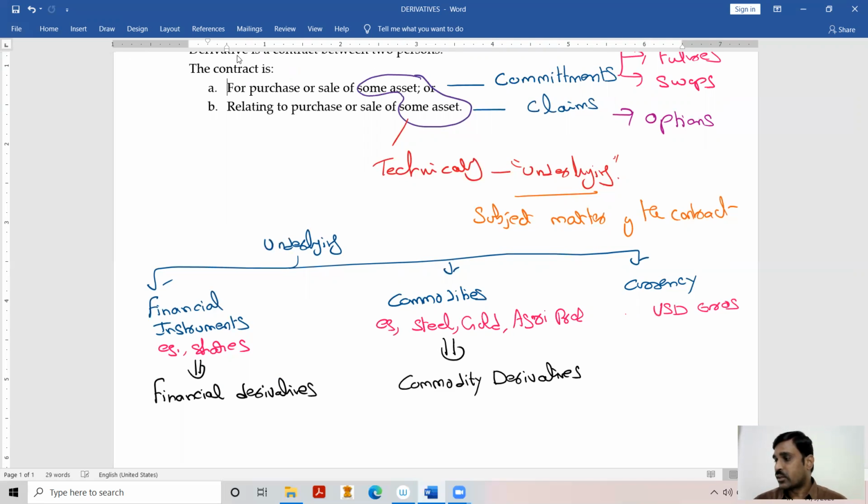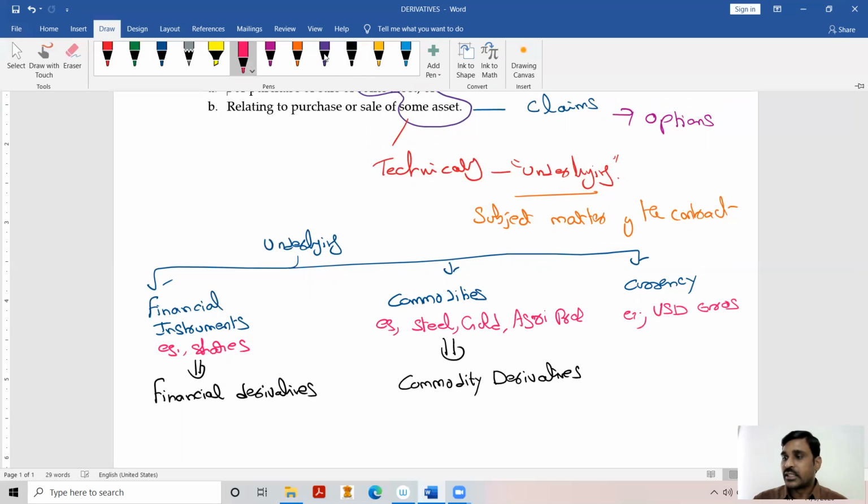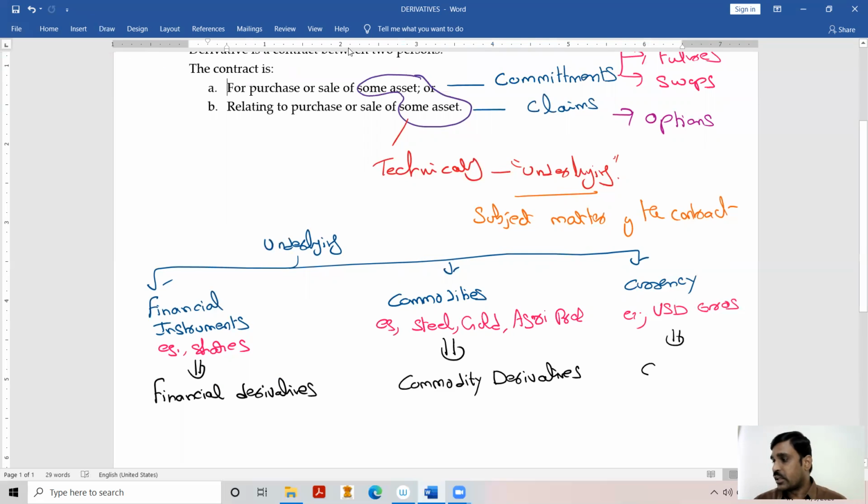USD, euros, etc. So this is called currency derivatives. So these are the three different types of underlyings.